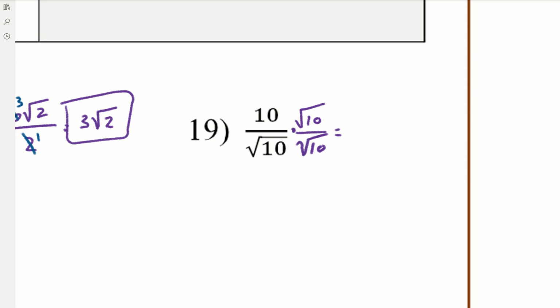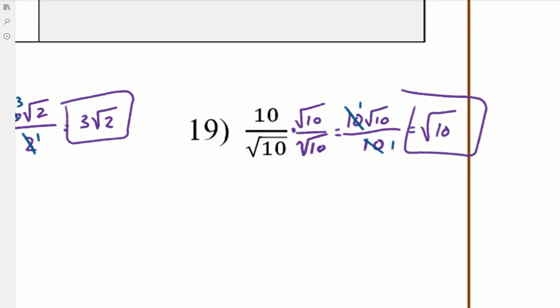Okay, so I'm going to multiply by 1 in the form of square root of 10 over square root of 10. This becomes 10 square root of 10, okay? Square root of 10 times square root of 10 is square root of 100. Square root of 100 is just 10. Hey, and now this simplifies here. 10 goes into itself one time in both cases. And this is just the square root of 10. And that is my answer.